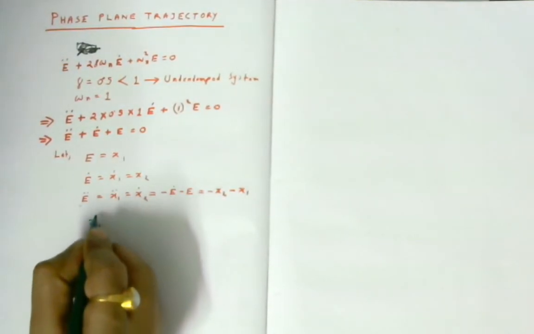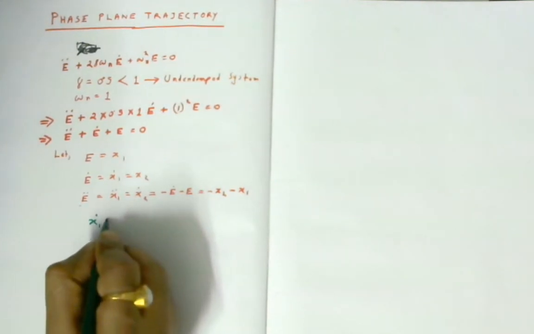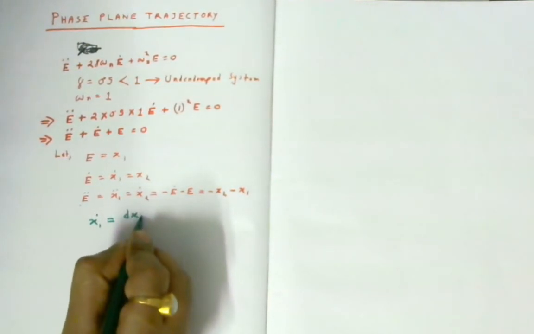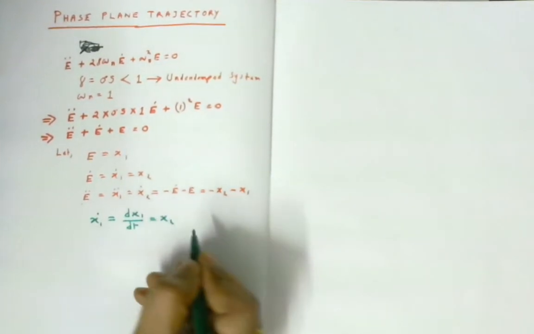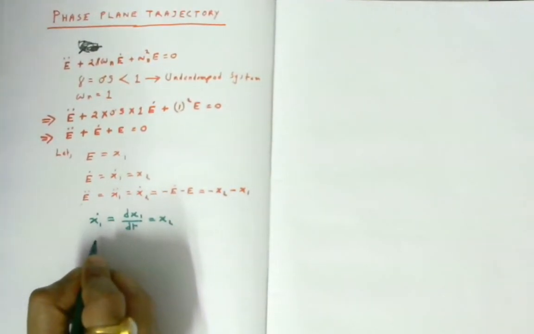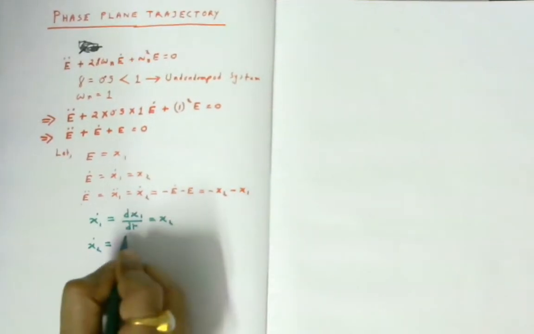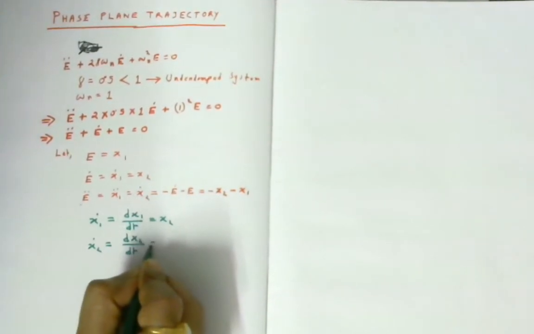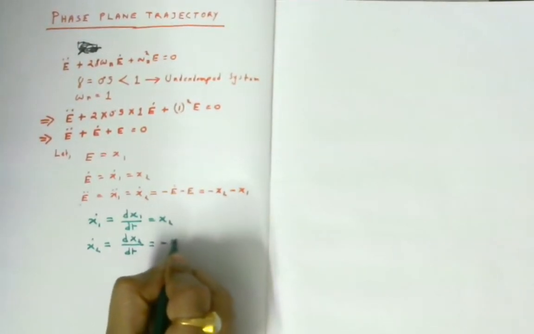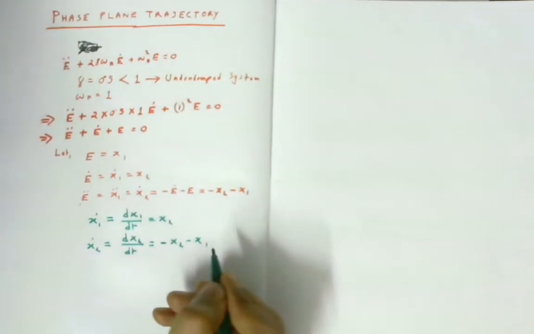The first state equation is x1 dot equals dx1 by dt equals x2, and the second state equation is x2 dot equals dx2 by dt equals minus x2 minus x1.